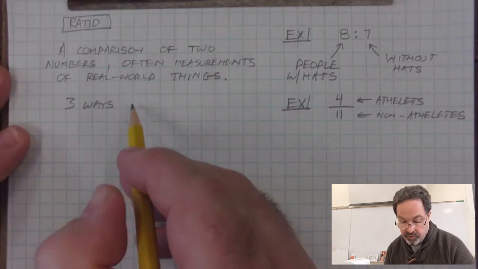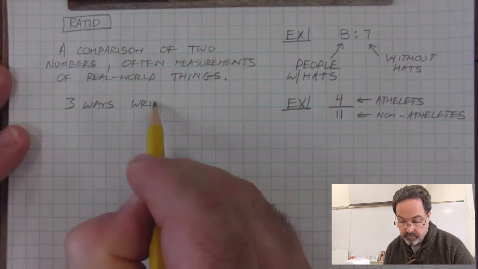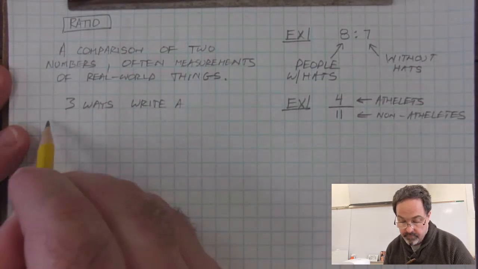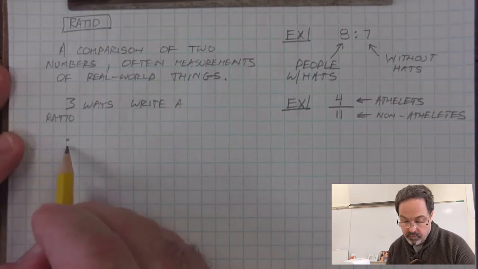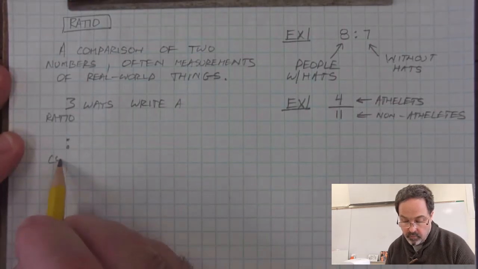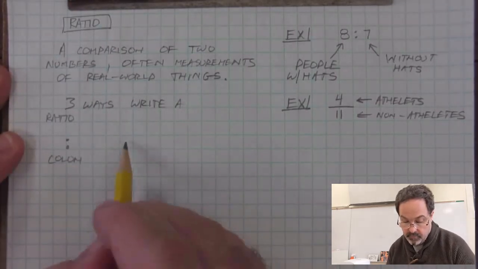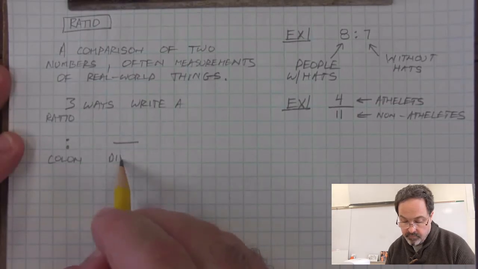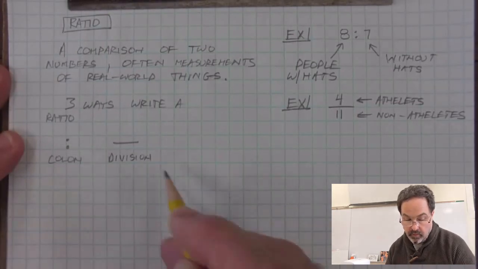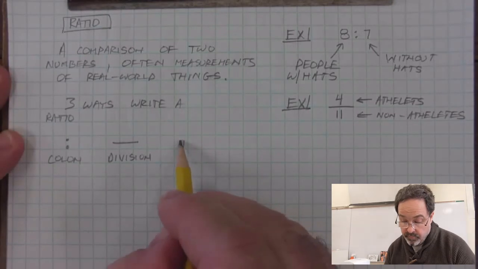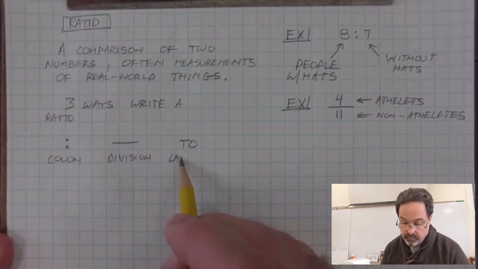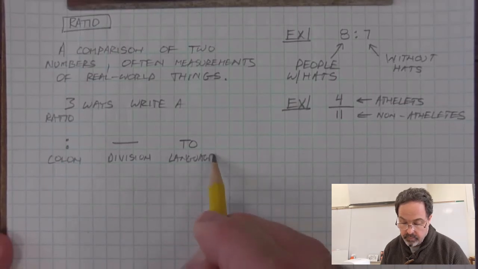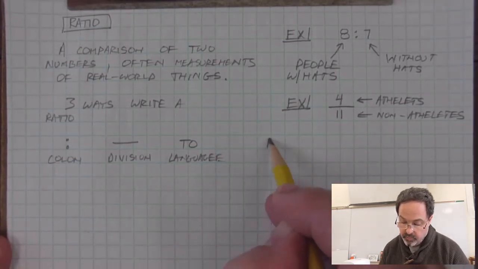3 ways to write a ratio. We've seen 2. We could use the colon symbol, division, or we could simply use language, the word to.